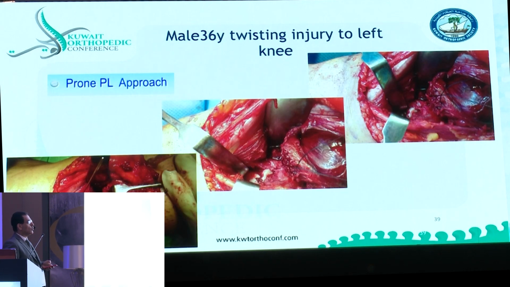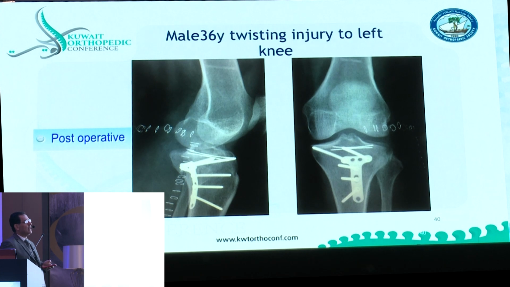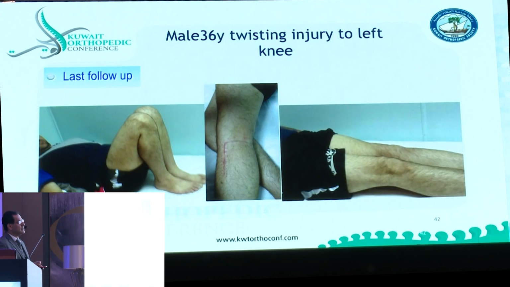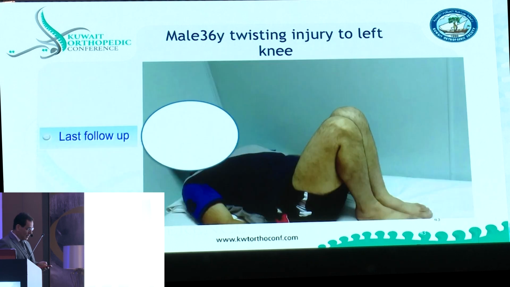Then exploration of the common peroneal nerve, going between the gastrocnemius and soleus, and do detachment of the popliteus and hanging with the stay suture, and then apply your plate. This is a posterolateral plate with rafting K-wire fixation. This is immediate postoperative. This is the last follow-up, and this is the clinical photo of the patient, site of incision, flexion, extension, and this is the movie of the patient.